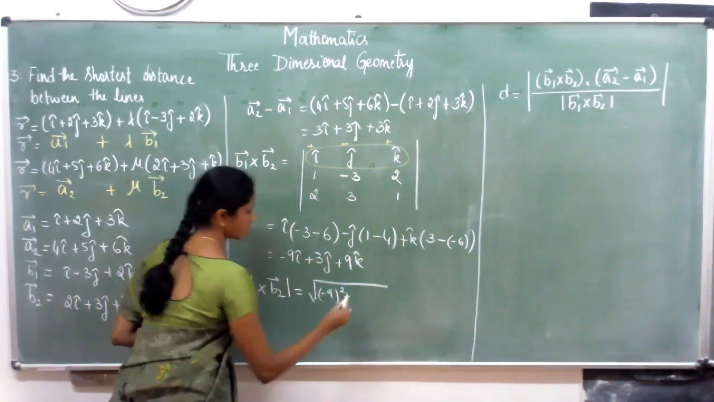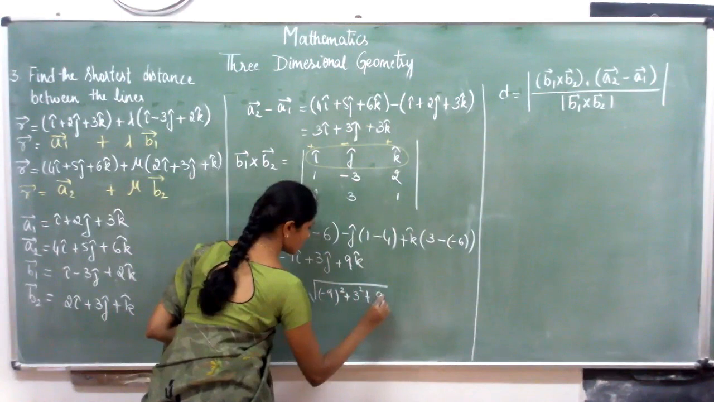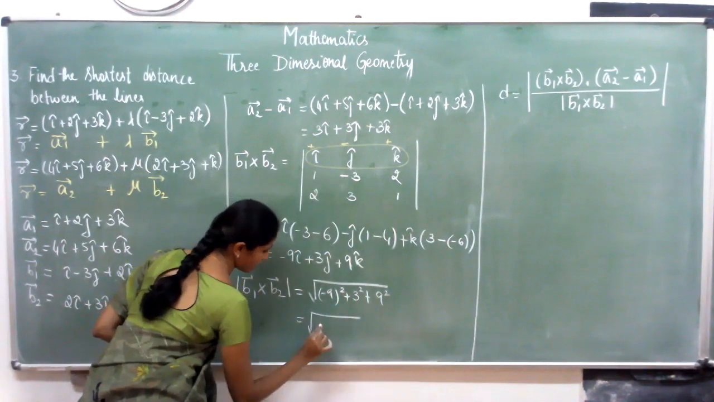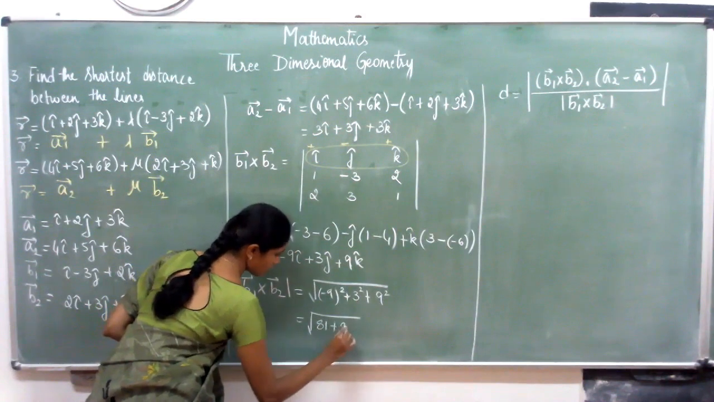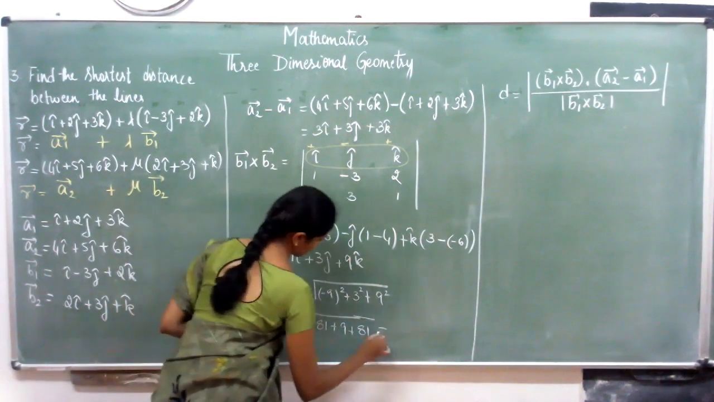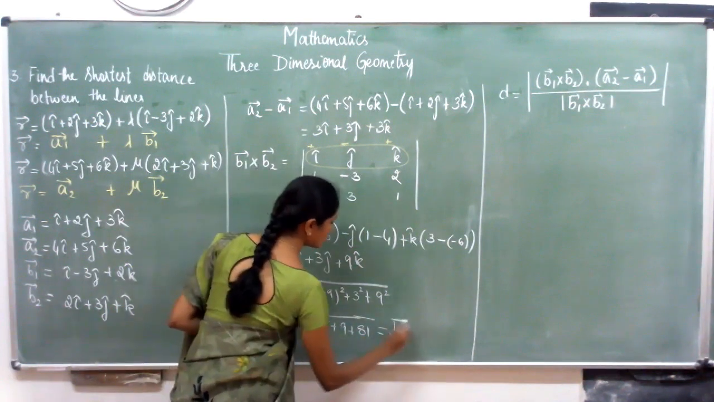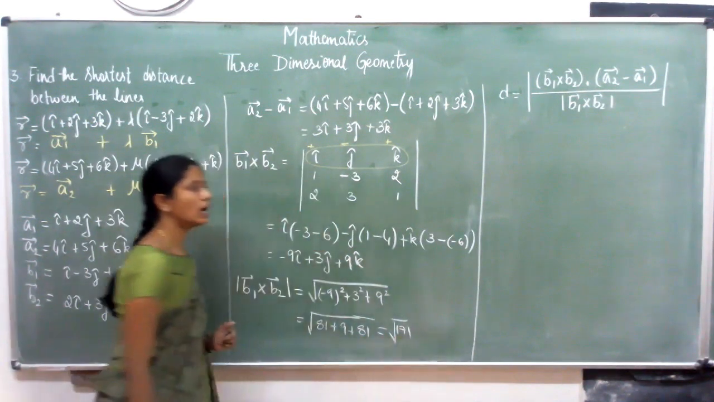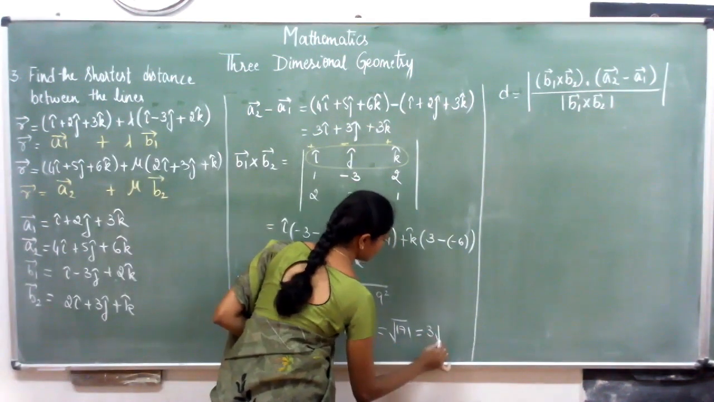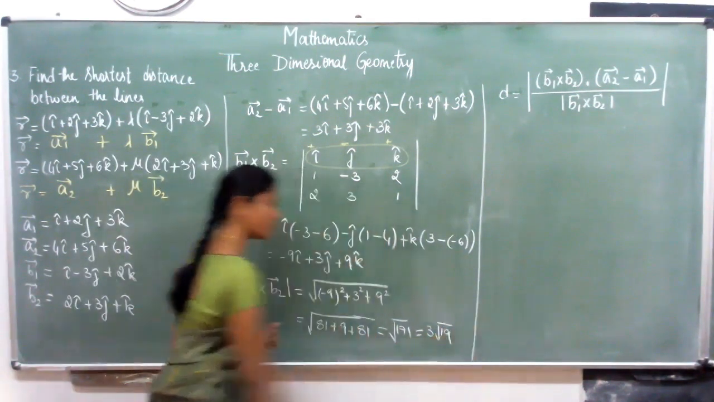So magnitude of vector b1 cross vector b2 is equal to root of minus 9 the whole square plus 3 square plus 9 square, which is equal to root of 81 plus 9 plus 81, which is equal to root of 171, and root 171 is equal to 3 root 19.